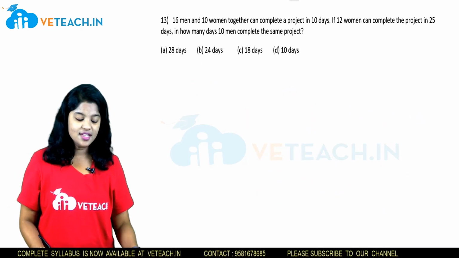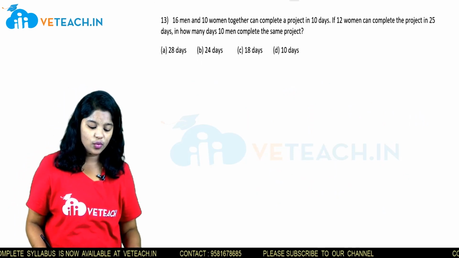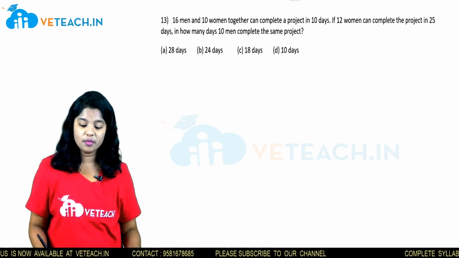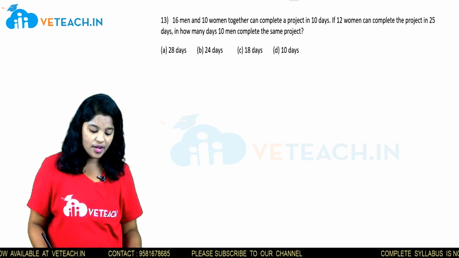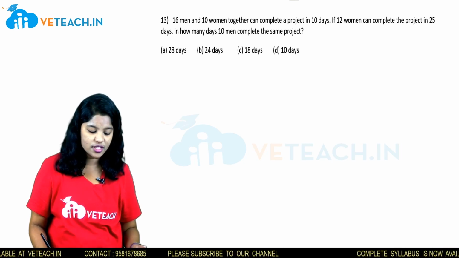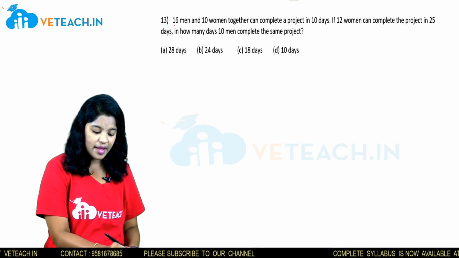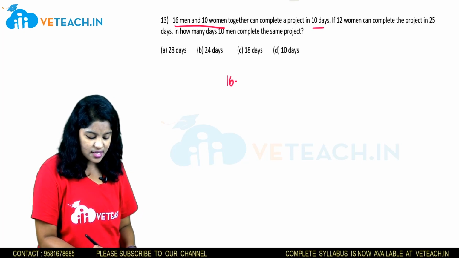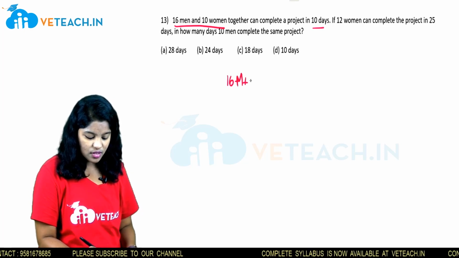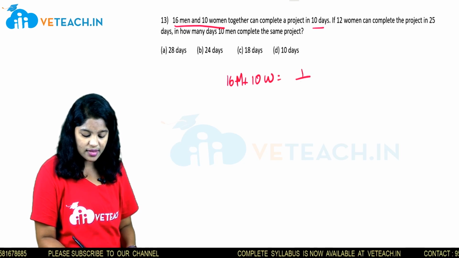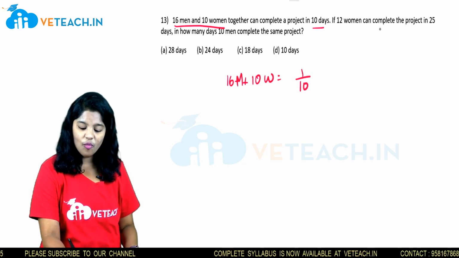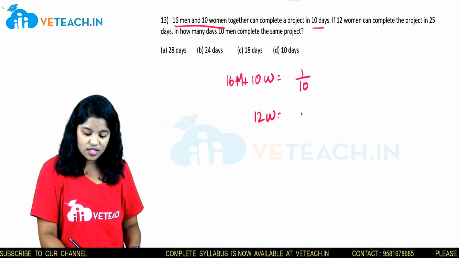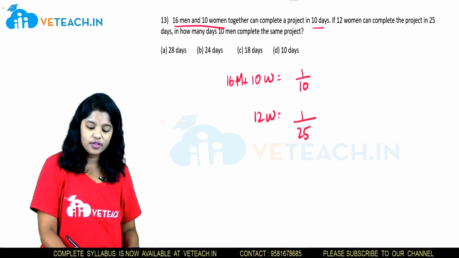See the next question. 16 men and 10 women can together complete a project in 10 days. If 12 women can complete the project in 25 days, in how many days can 10 men complete the same project? So 16 men and 10 women can complete the project in 10 days. So in one day, 16 men and 10 women can complete 1/10 of the work. Now 12 women can complete the project in 25 days. So 12 women in one day can complete 1/25th part of the work.